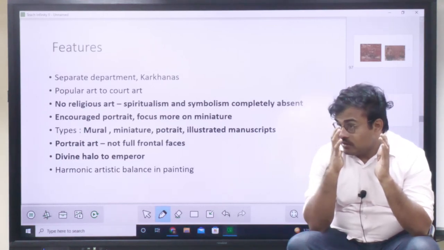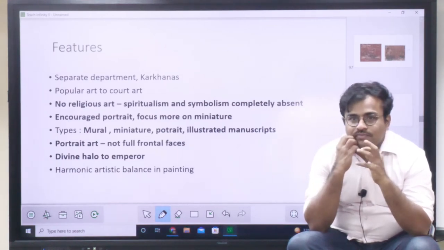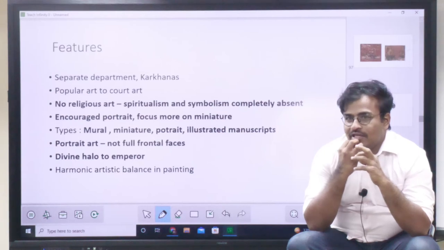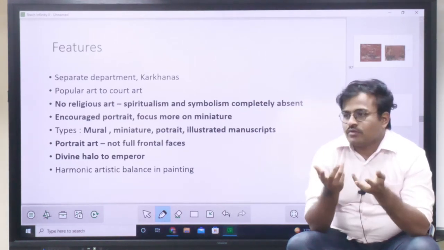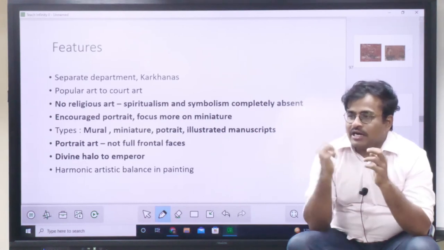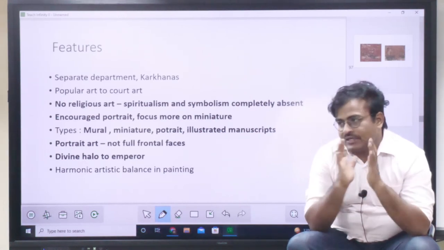Are you following what I'm trying to say? Yes, theme, are you understanding? The Ragamala painting tradition's theme is Bhakti. Bhakti is the theme of the Ragamala painting tradition, and Mughals also had their own Ragamala painting tradition too.